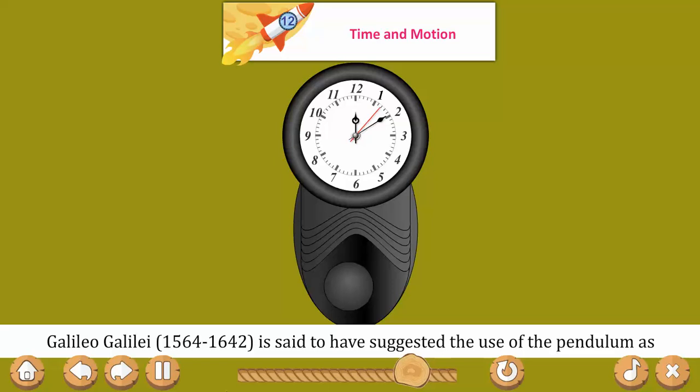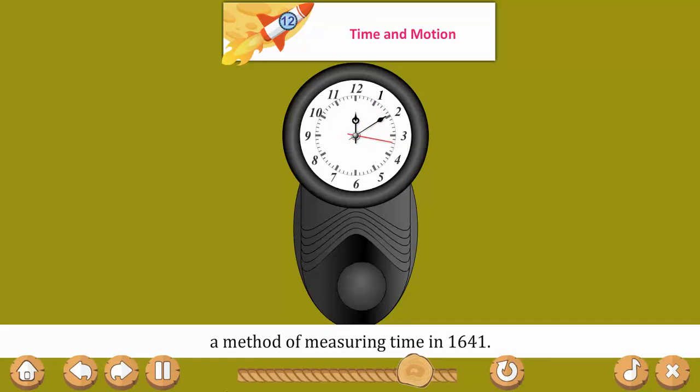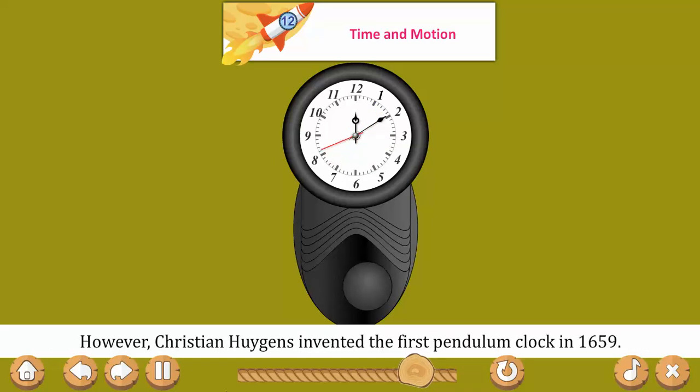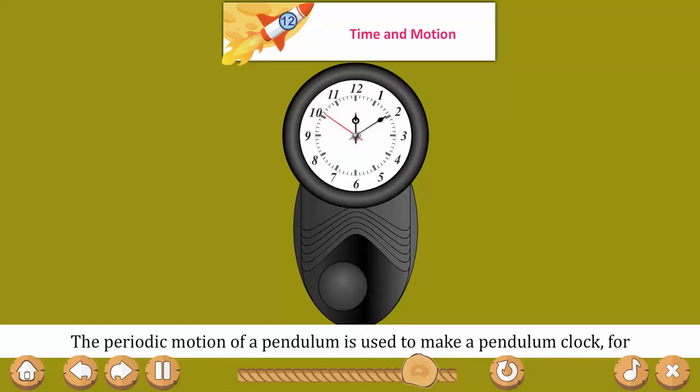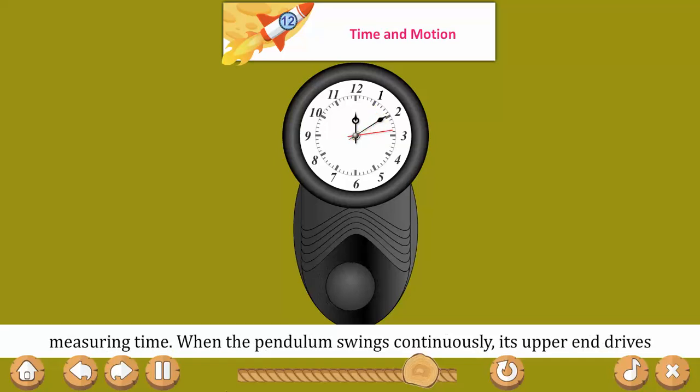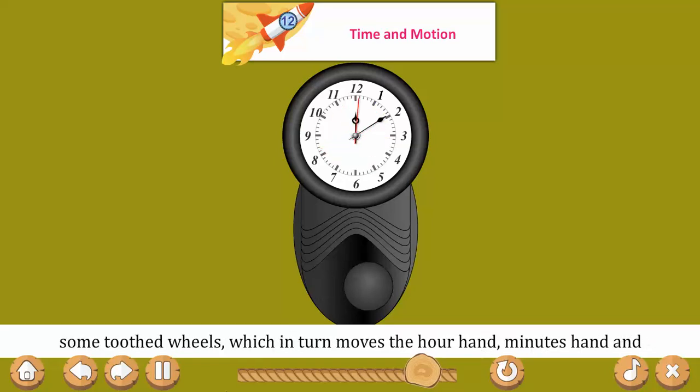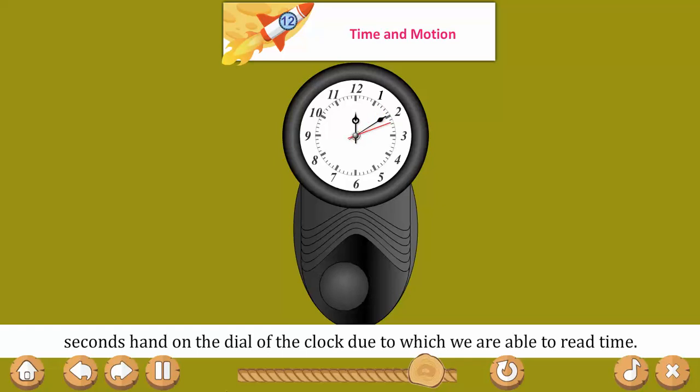Pendulum clock. Galileo Galilei (1564 to 1642) is said to have suggested the use of a pendulum as a method of measuring time in 1641. However, Christian Huygens invented the first pendulum clock in 1659. The periodic motion of a pendulum is used to make a pendulum clock for measuring time. When the pendulum swings continuously, its upper end drives some toothed wheels, which in turn move the hour hand, minute hand and seconds hand on a dial of the clock, due to which we are able to read time.